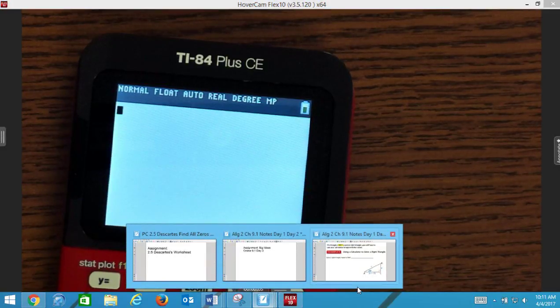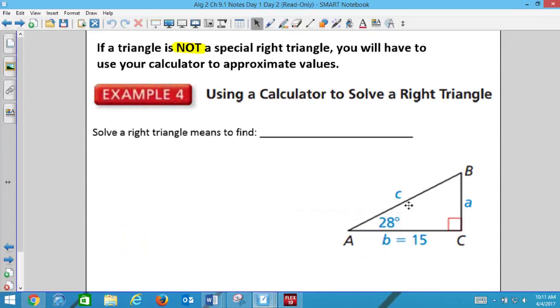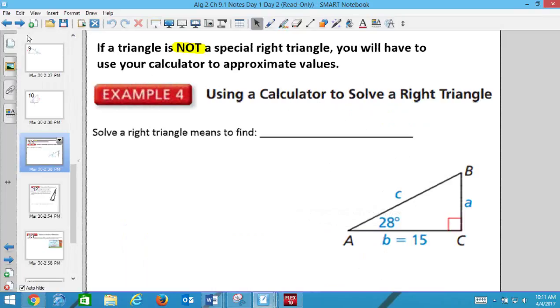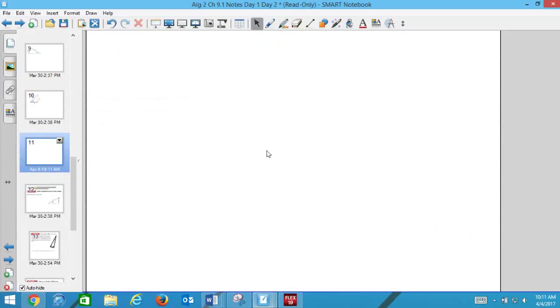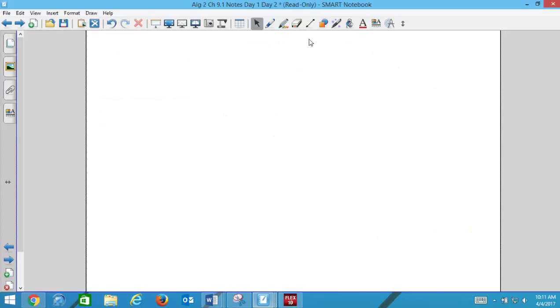So in order to do example 4, which says using a calculator, we have to make sure our calculator is in the correct mode. I'm just going to give you a couple examples real fast. What is the sine of 30 degrees? You tell me right now without your calculator.